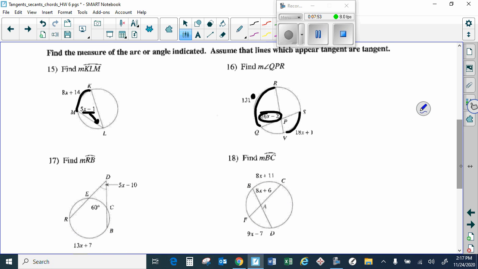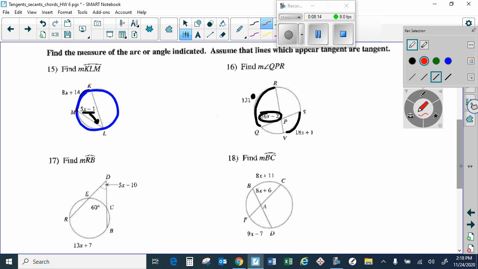Okay, here it says find the measure of arc KLM. Well, KLM is this right here. If I find this arc right there, I can subtract it from 360. Let me change the color of that. If I find the measure of that arc, I can just subtract it from 360 because the circle is 360 degrees, and then that would be the measure of arc KLM.